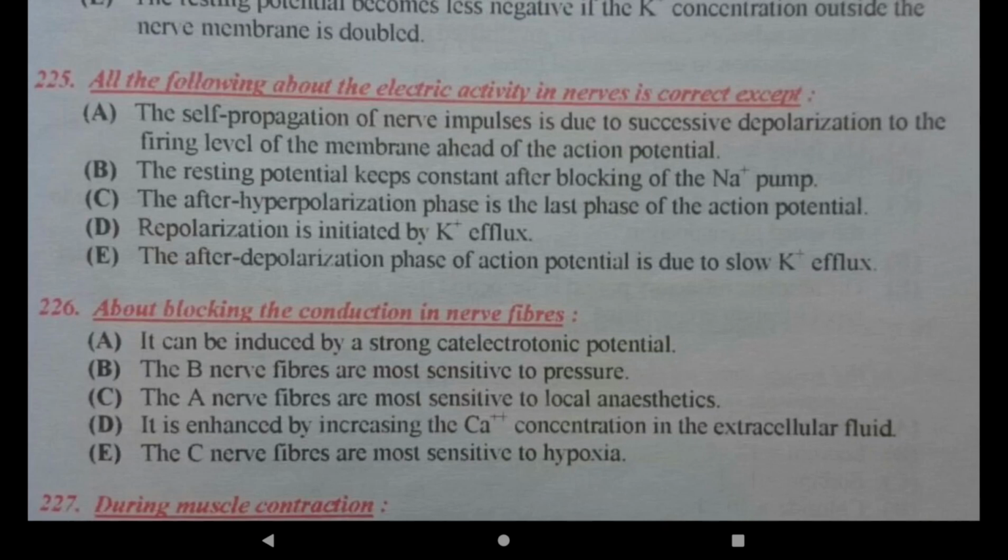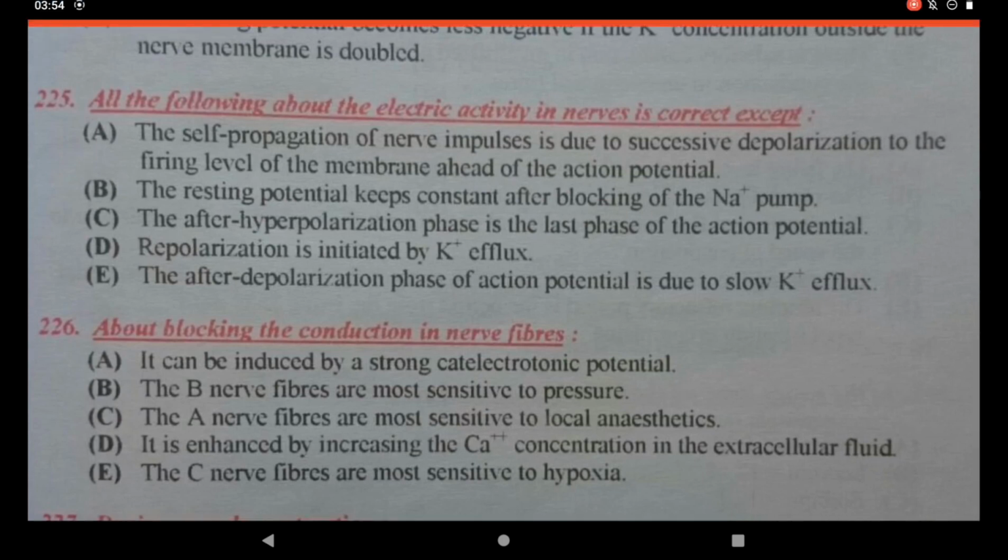Repolarization is brought about by efflux of potassium ions, and that usually happens after the action potential. And it is true that the after hyperpolarization phase is the last phase of the action potential. It is as well correct that the self-propagating nerve impulse is due to successive depolarization to the firing level of the membrane ahead of the action potential. So the most correct answer here is B.